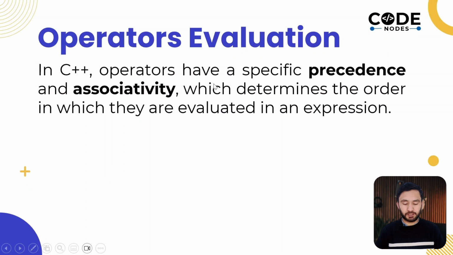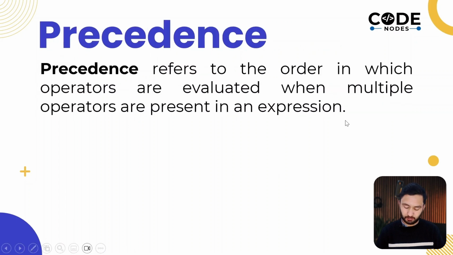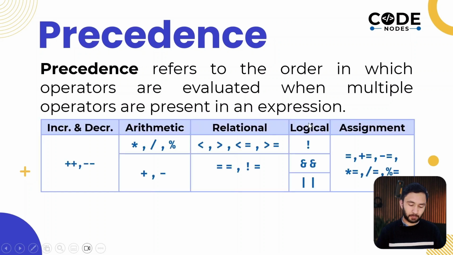In C++, operators have a specific precedence and associativity, which determines the order in which they are evaluated in an expression. Precedence refers to the order in which operators are evaluated when multiple operators are present in an expression. So these are the operators in C++. As we go from left to right, the precedence of the operators decreases.